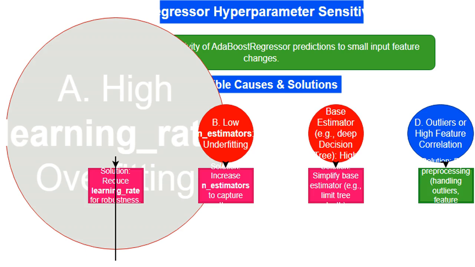A high learning rate means each individual weak learner within the AdaBoostRegressor has a very strong influence on the final prediction. This can lead to overfitting, where the model learns the training data too well and performs poorly on new data. That is the sensitivity issue I described. I can fix this by lowering the learning rate to make the model more robust and less prone to overfitting.